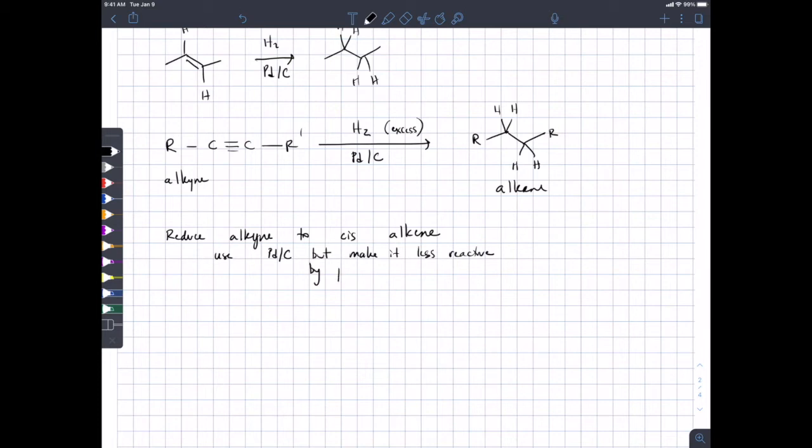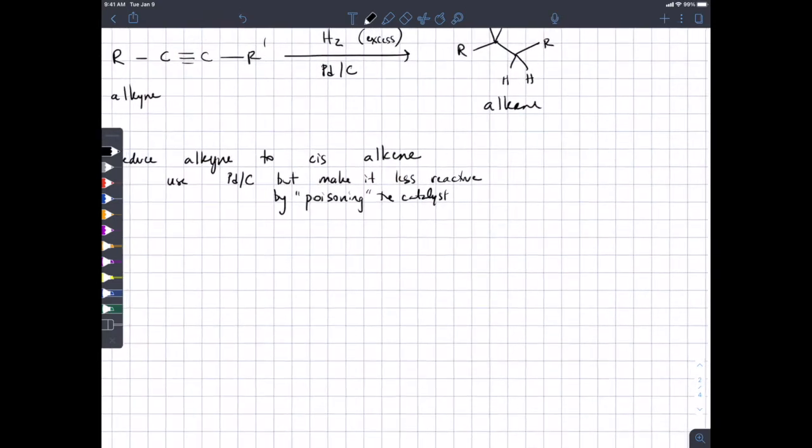And your text describes poisoning the catalyst. Poisoning the catalyst means you add something that makes the catalyst a little bit less reactive. And this was done empirically. There's a name for a commercially available, I think proprietary, or at least used to be, palladium on carbon poisoned catalyst. It's called the Lindlar catalyst, after the name of the person who discovered it.